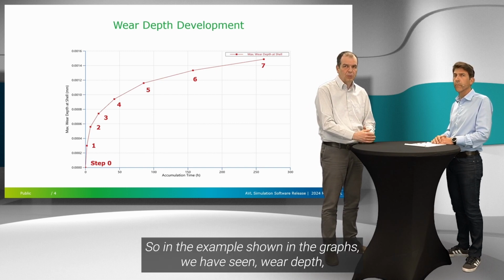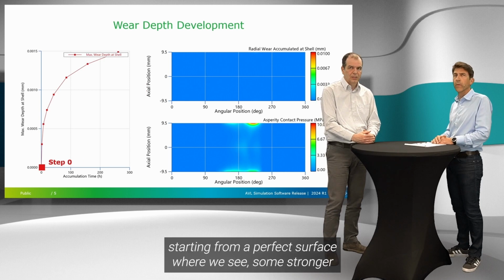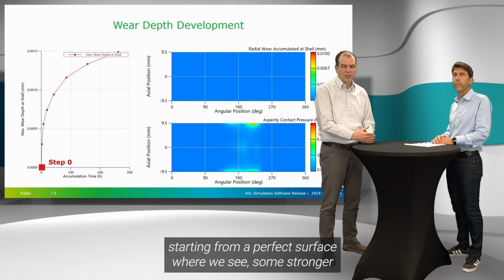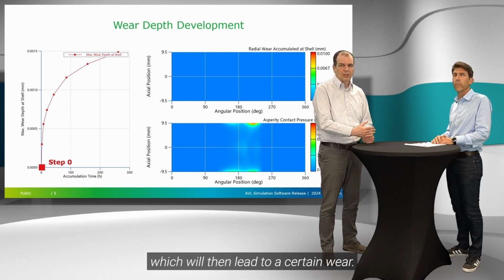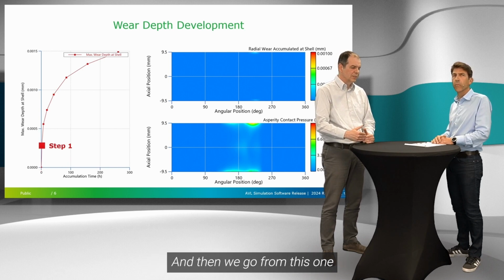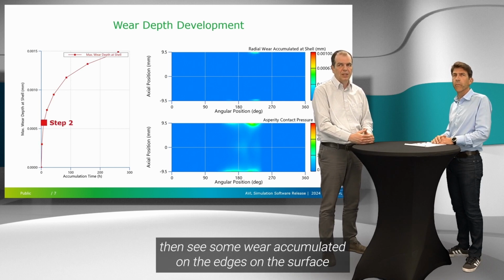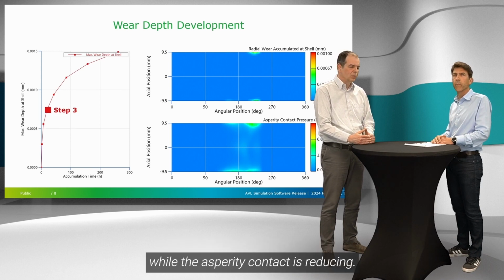So in the example shown in the graphs, we have seen wear depth after several steps, starting from a perfect surface where we see some stronger asperity contact, especially on the edges, which will then lead to a certain wear. And then we go from this worn shape to the next step, where we then see some wear accumulated on the edges on the surface, while the asperity contact is reducing.